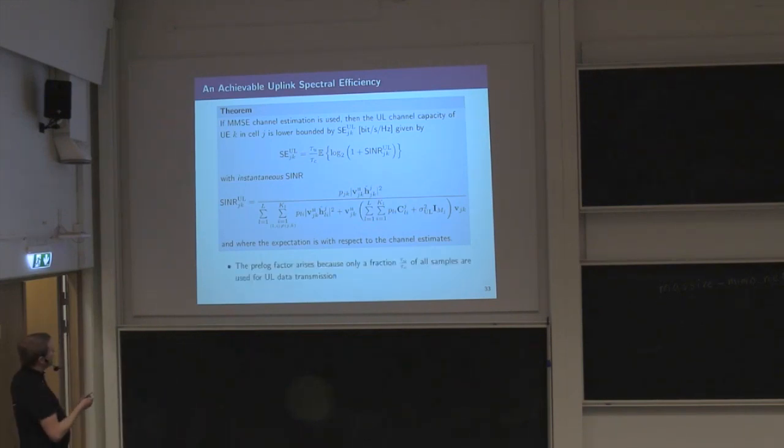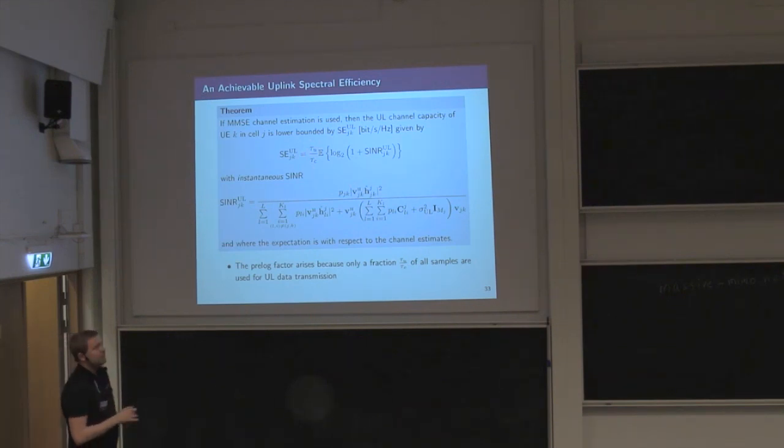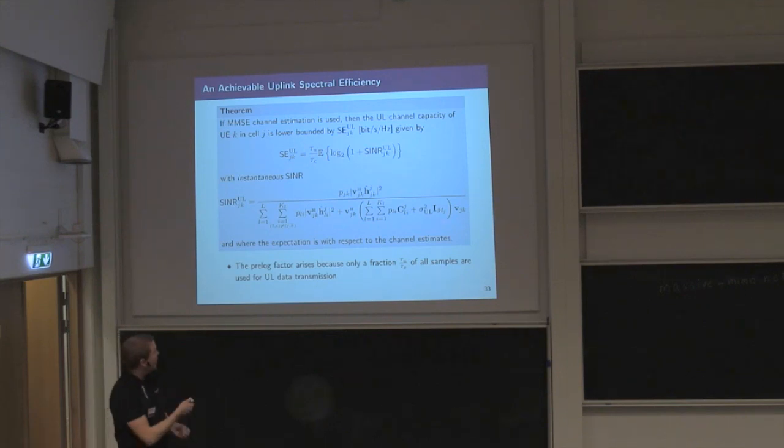And the prelog factor here, tau e over tau c, comes from the fact that I'm only using some of the signals, tau e of the samples that are tau c in general in the coherence interval, for uplink data.